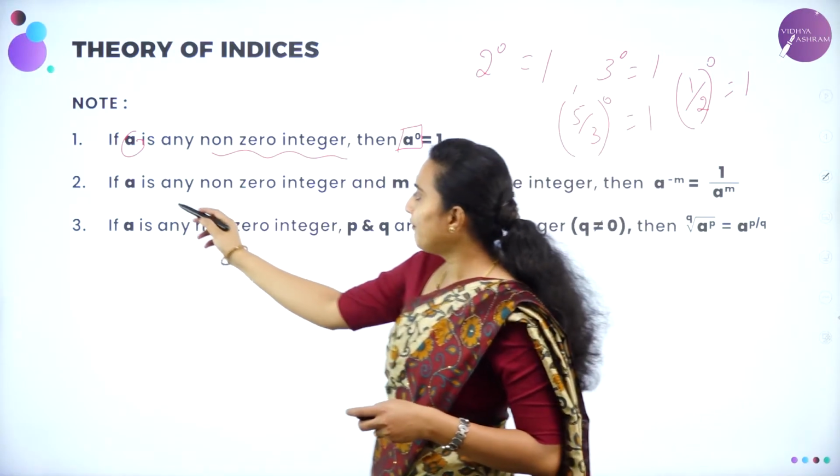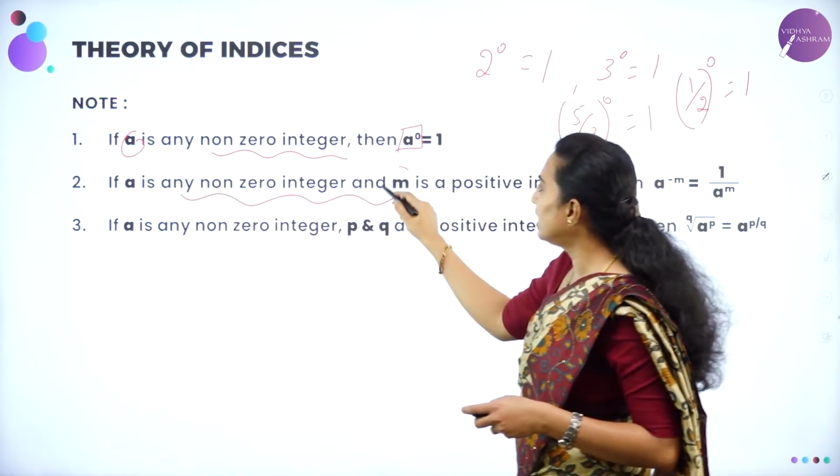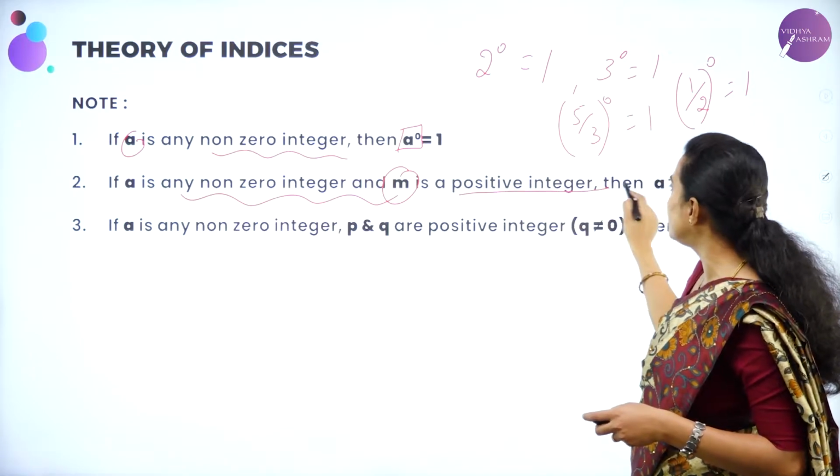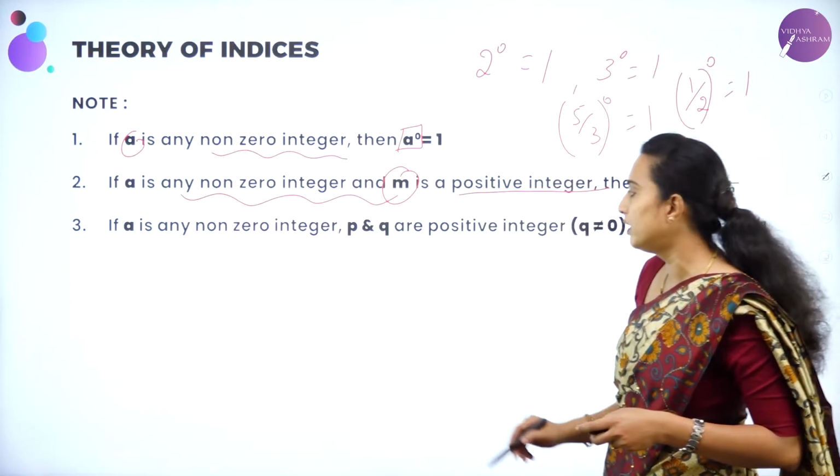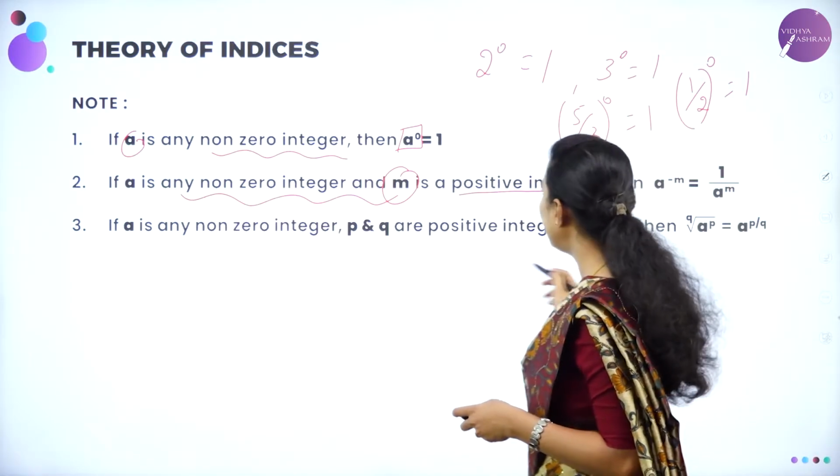Next will be, if a is any non-zero integer and m is any positive integer, then a power minus m, we are going to write it as 1 by a power m.